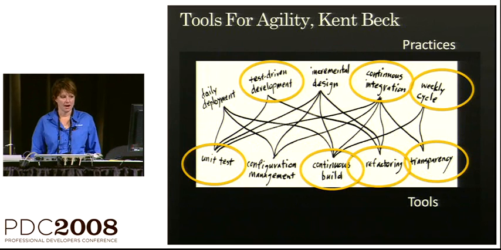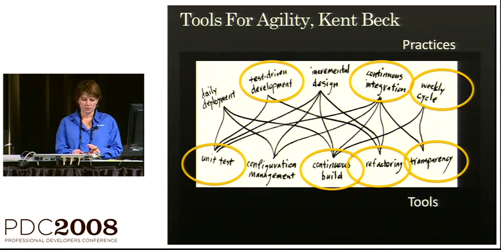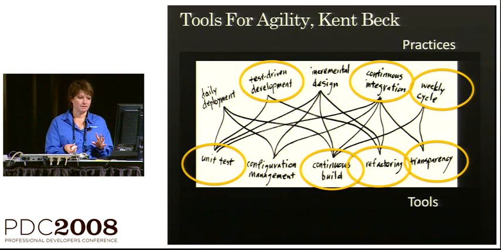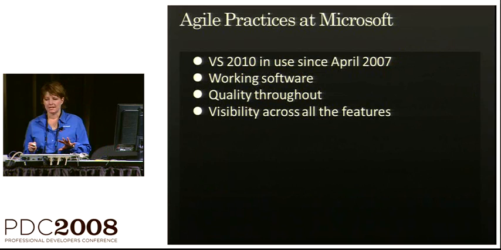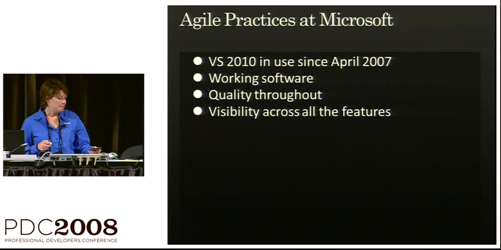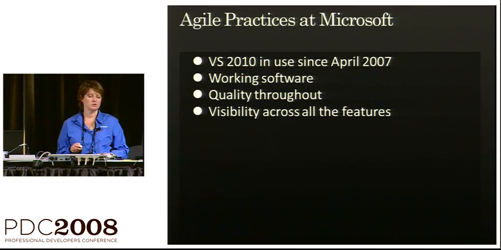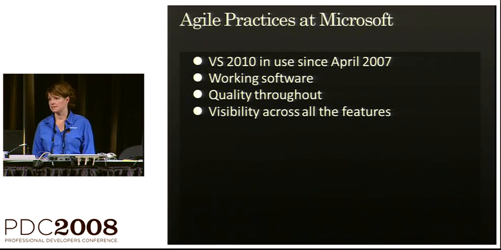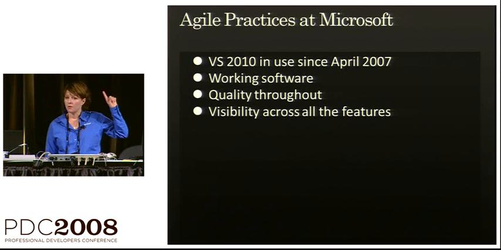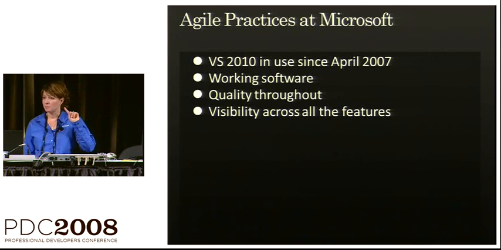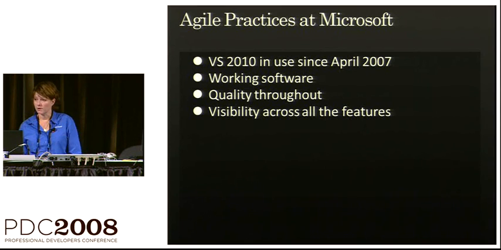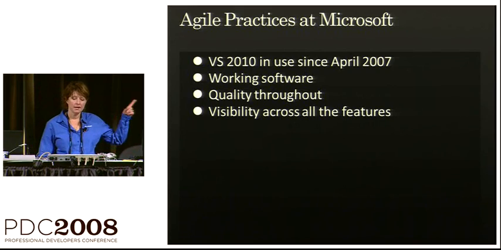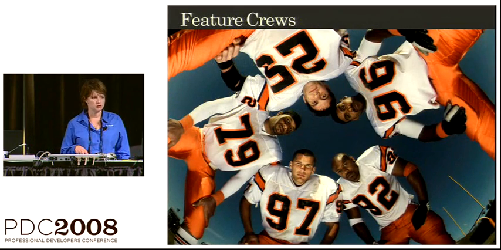So I've shown you a lot of practices here. I've shown you how Visual Studio 2010 is just really great for Agile development. And we've been using it ourselves as well. We've been using it internally since April 2007 in order to accelerate the adoption of our own Agile practices. We really wanted to make sure we had working software, so we had productive teams, and we could iterate more frequently with our customers, make sure we didn't build any sort of test debt and test throughout, and have visibility across all the features.